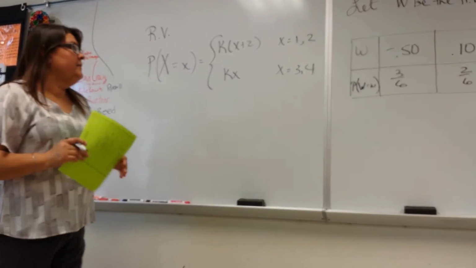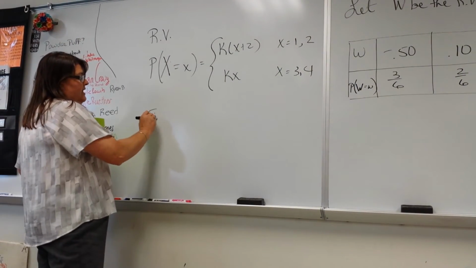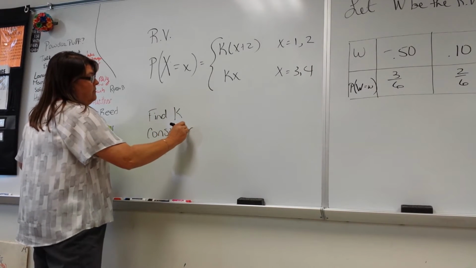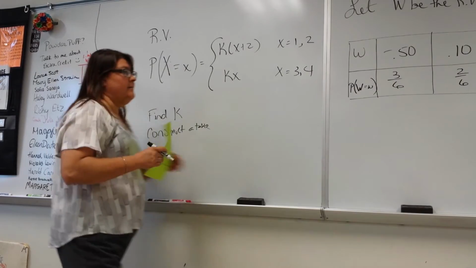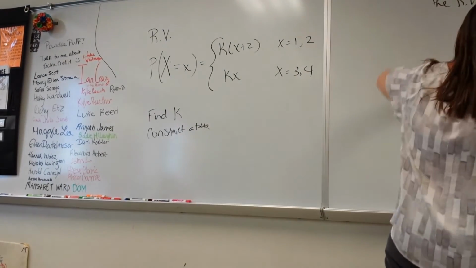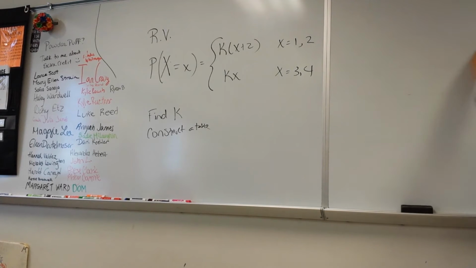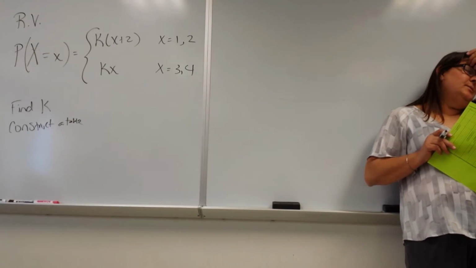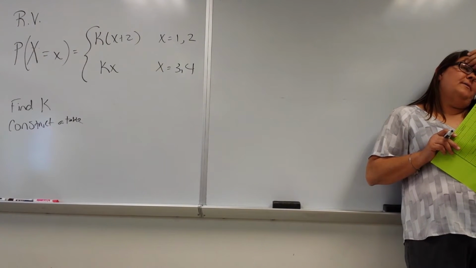Okay. First thing I'm going to ask us to do is find K, and then construct a table. There's really no story here, but we figure we can find K first and foremost. So, what do I do? How do I go about finding K?